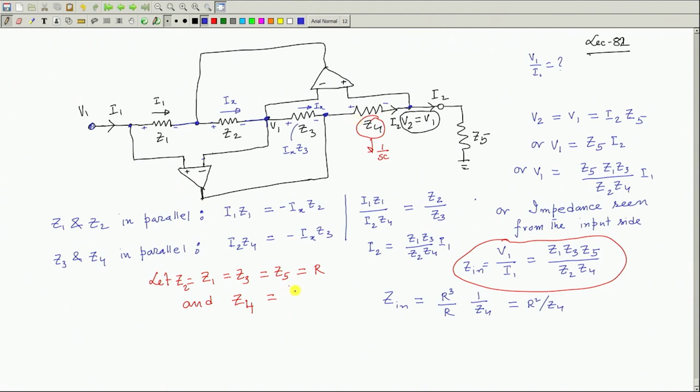Now, if Z4 is capacitive, suppose 1 by SC, or say inductive, or say capacitive with Z4 equal to 1 by SC, then Zin is equal to R squared by Z4, which will be equal to R squared C into S.